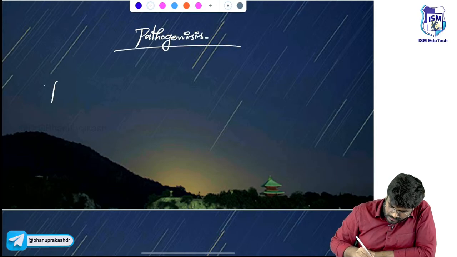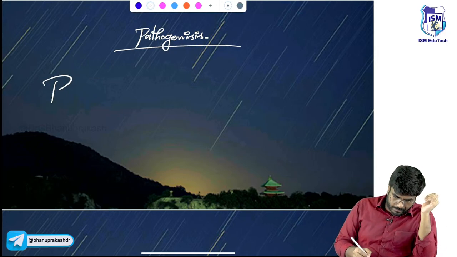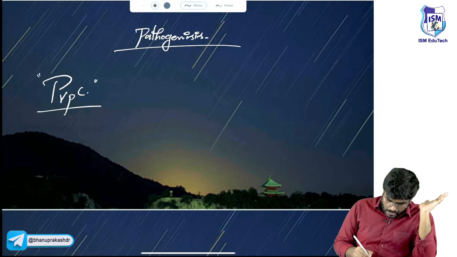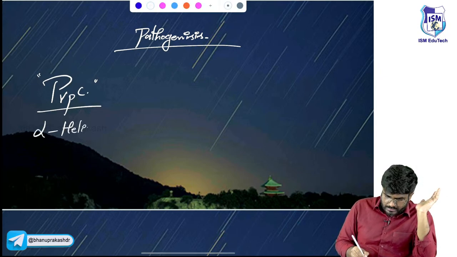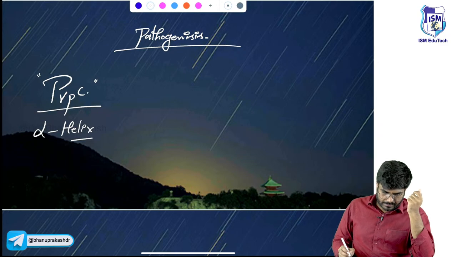Pathogenesis: there is one protein present in you and me, in everyone, called PRPC. This PRPC is a protein with an alpha helix. The three-dimensional structure is an alpha helix structure. This is normal.